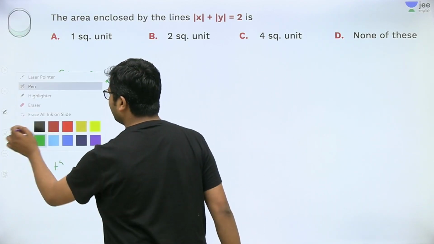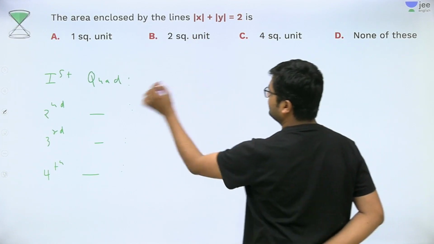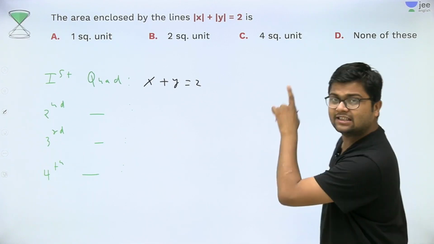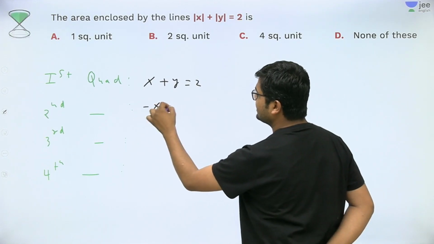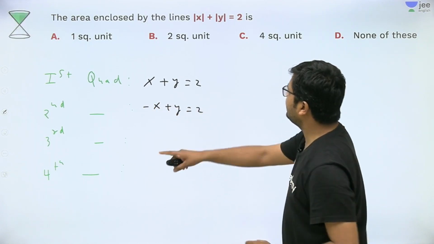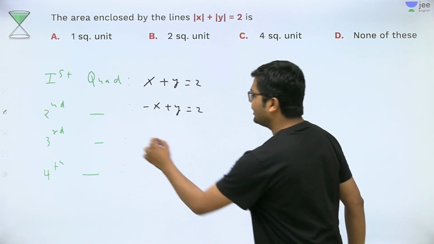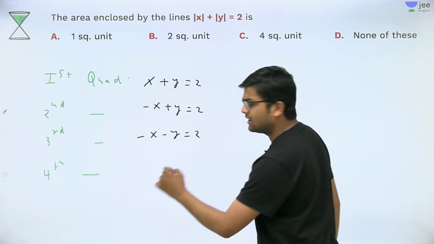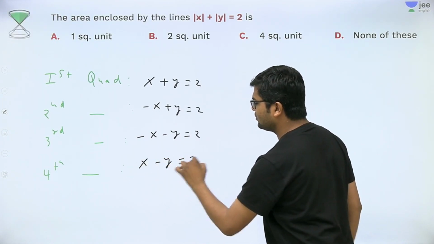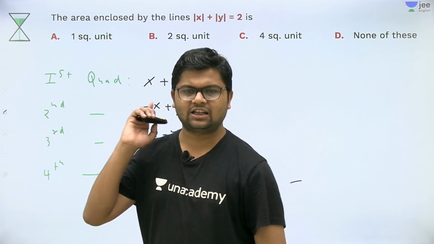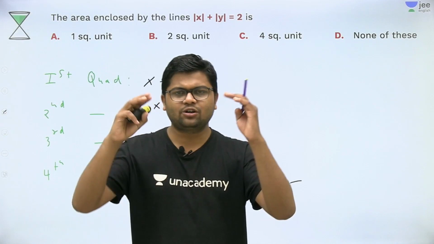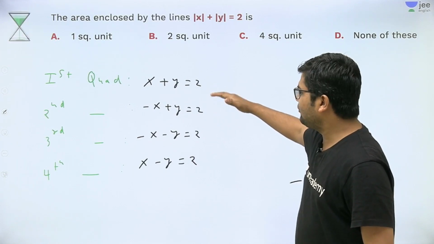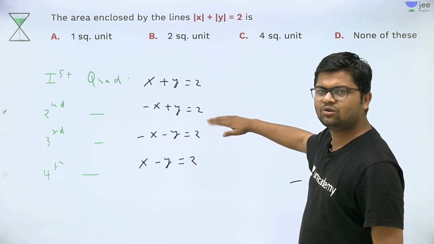So now let's start. In first quadrant, both x and y are positive, so the line will become x plus y is equal to 2. In second quadrant x is negative, y is positive, so it will become minus x plus y is equal to 2. In third quadrant both x and y are negative, students, therefore it will become minus x minus y is equal to 2. In fourth quadrant x is positive, y is negative, so it will become x minus y is equal to 2. So these are the four definitions of this line that will come out according to the quadrant. If I consider the line in first quadrant, the equation will be x plus y is equal to 2. If I consider it in second, it will be minus x plus y is equal to 2, and so on.